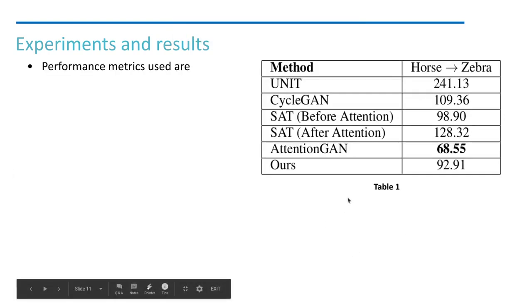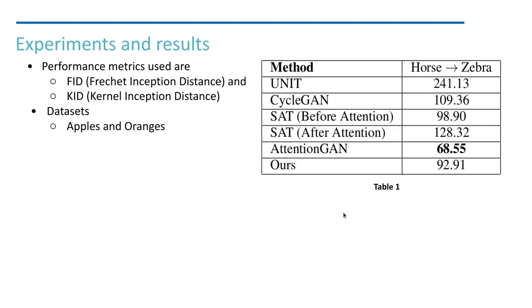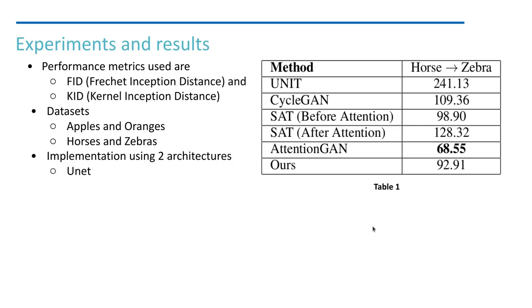We consider kernel inception distance and Fréchet inception distance as performance metrics for our experiments. For both the metrics, lower scores imply better performance. All experiments are performed on either the apples and oranges dataset or the horse and zebra dataset. We refer to the AttentionGAN paper for compiling the qualitative and quantitative results. The implementation is done using UNet and ResNet architectures.